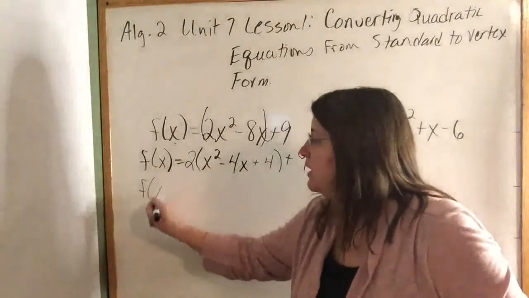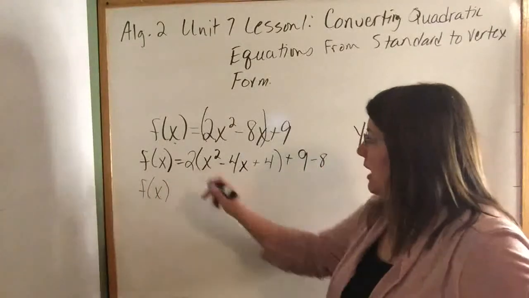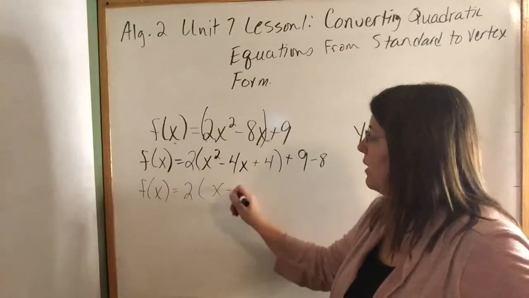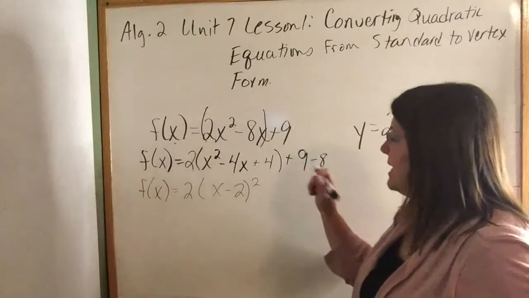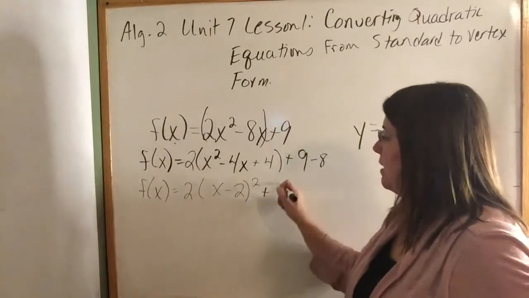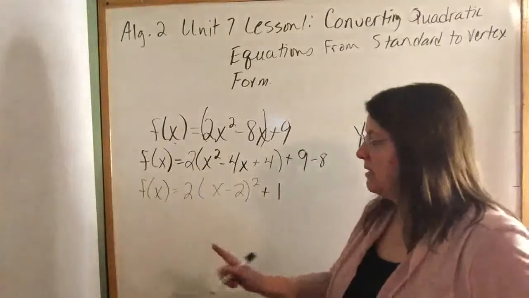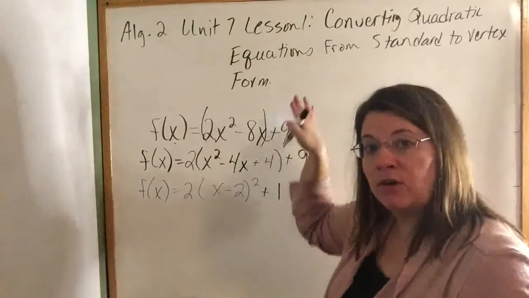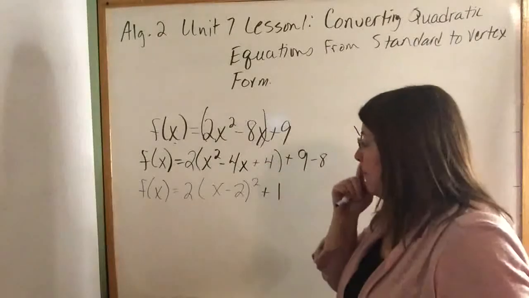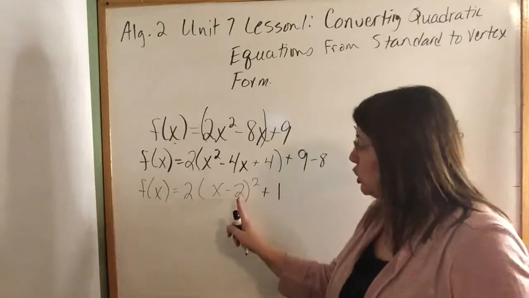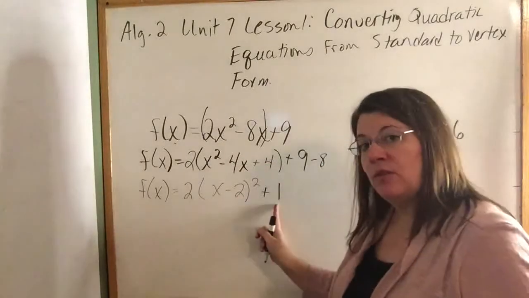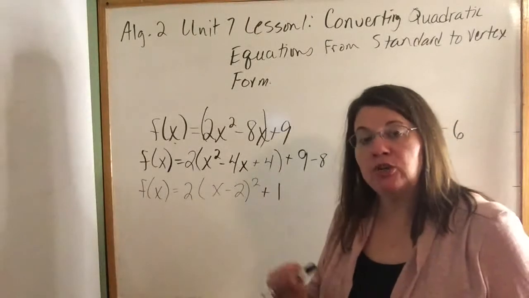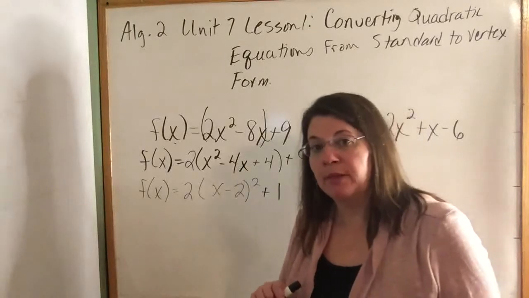And then I'm going to finish with my factoring here. I keep the 2. I have 2 times x minus 2 squared, and 9 minus 8 is plus 1. Looking at this, my a value is 2. It's a positive 2, so the function is going up. The vertex here is (2, 1), so we're going right 2 and up 1 from the origin to get to the vertex of that parabola.